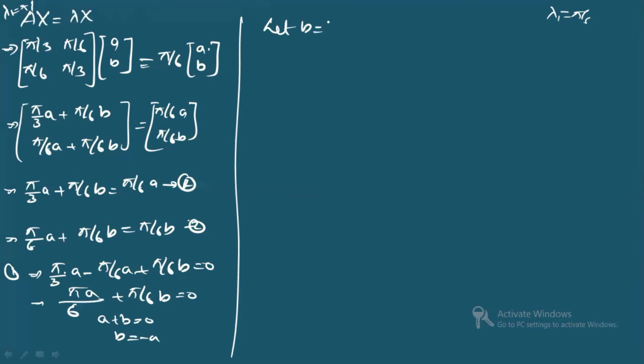Now if you take a is equal to k, then b will be equal to minus of a. So b is minus k. Okay. Therefore you can write x is equal to a, b, and it is equal to k, minus k. Clear? This you are getting x1. I'm taking this to be x1. Okay. Similarly, you can find the other one also.